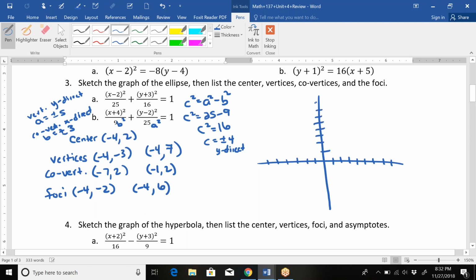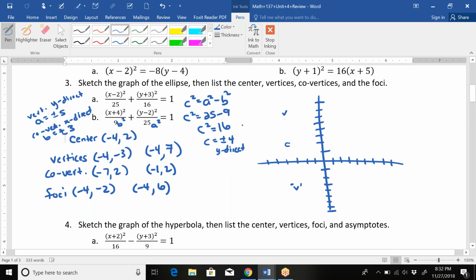Let me just get enough marks. Okay, so -4, +2 is the center. So I'm just going to mark that. -4, -3 is the smallest vertice. So that's V prime. -4, +7, so 3, 4, 5 is the larger of the vertice.